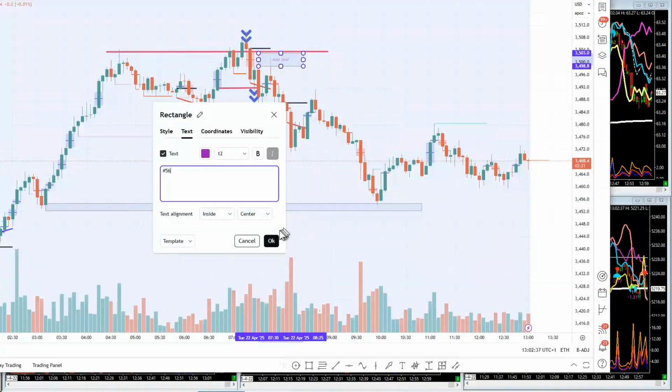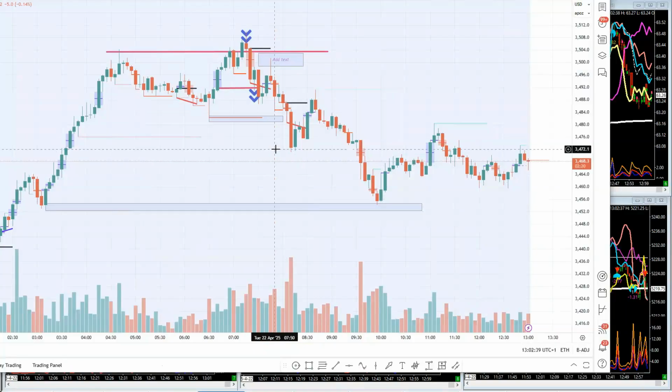So this is now the 56 pullback trade here. What happened to it? Oh, there it finally shows up. Good. Okay.